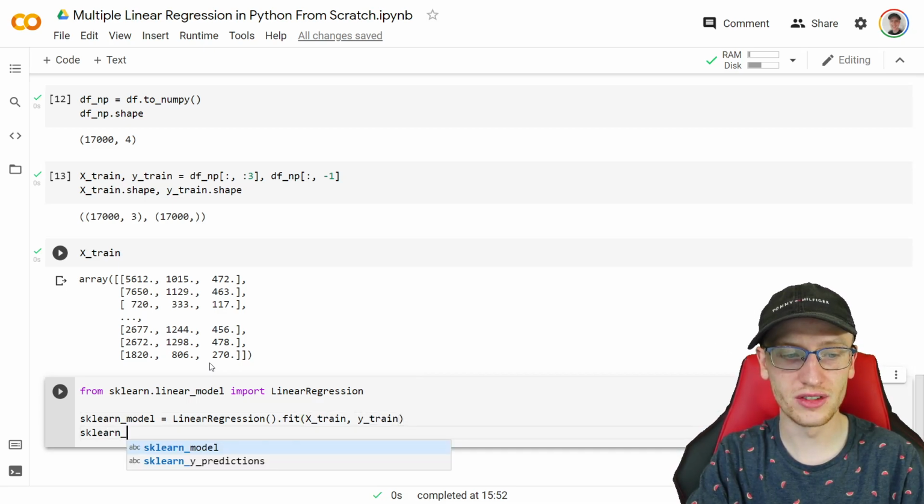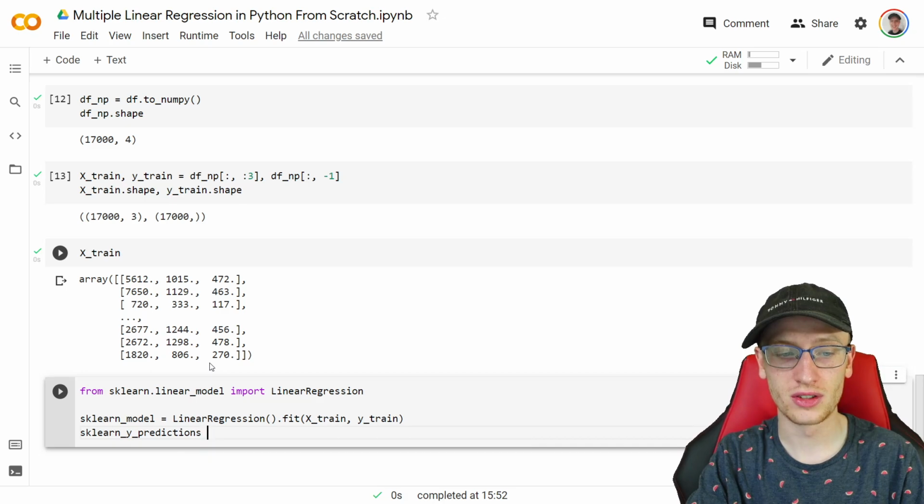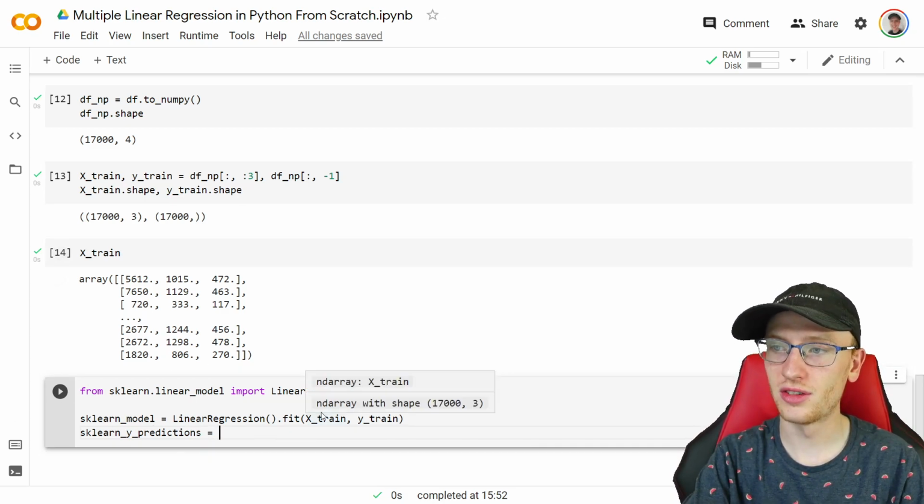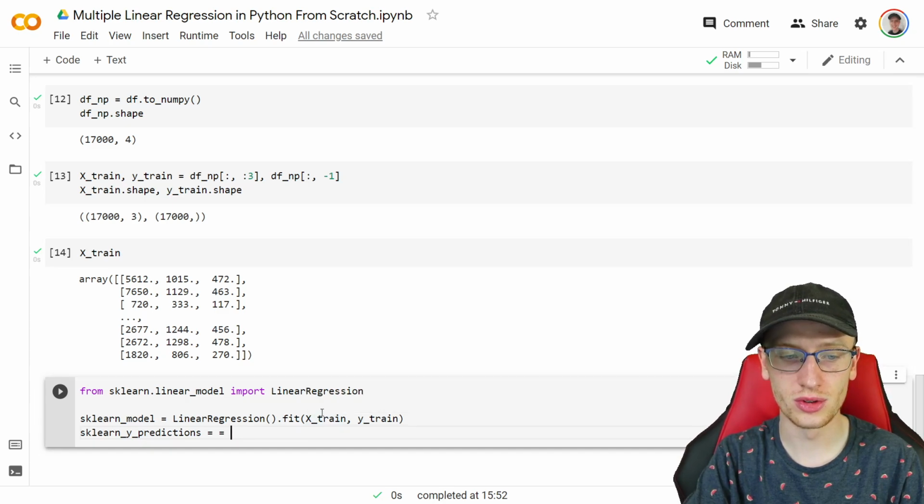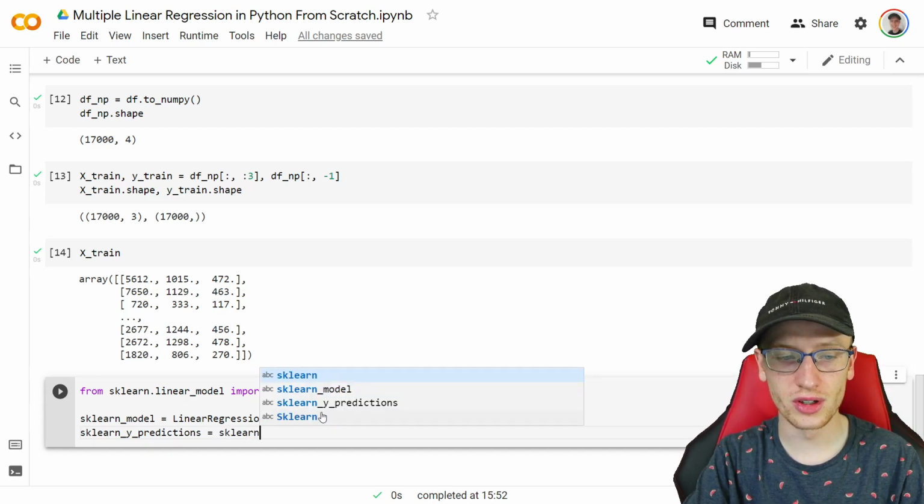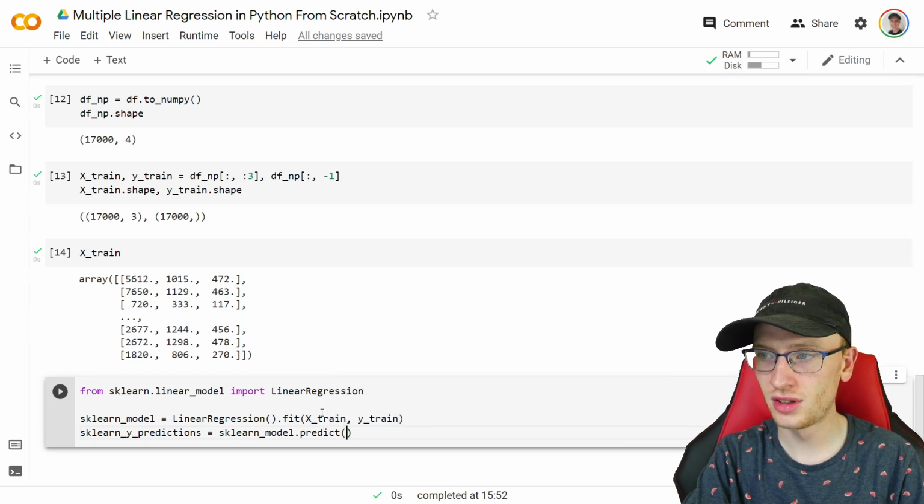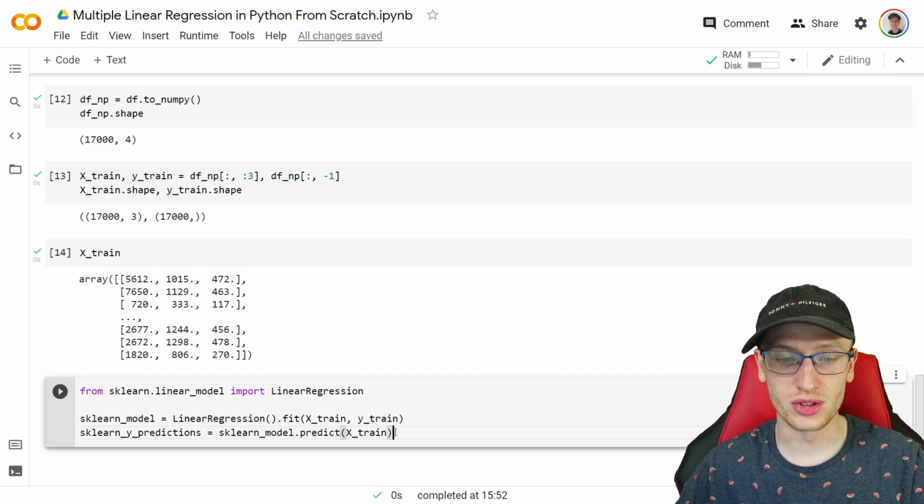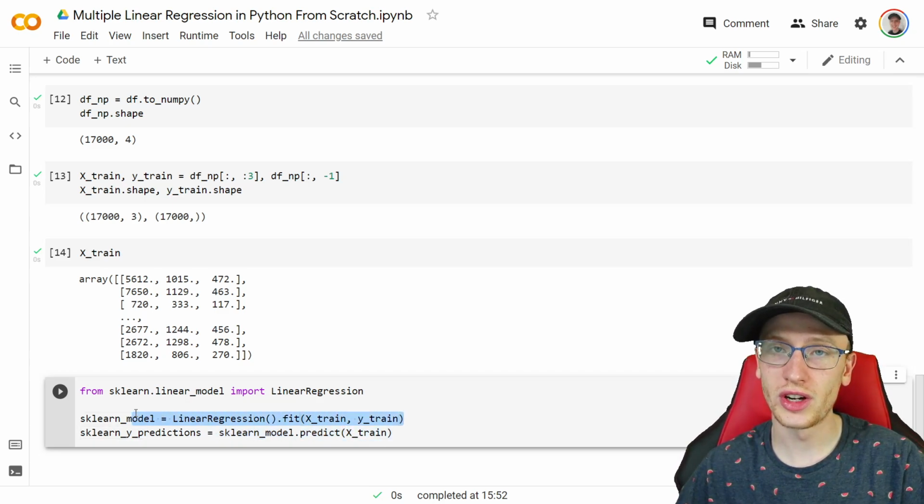We can get the sklearn y predictions. So y is going to be the bedrooms, just generically, it's going to be y. sklearn_y_predictions is equal to sklearn_model.predict with X_train. Okay, so we get its associated predictions after we fit it. So this is training the model.